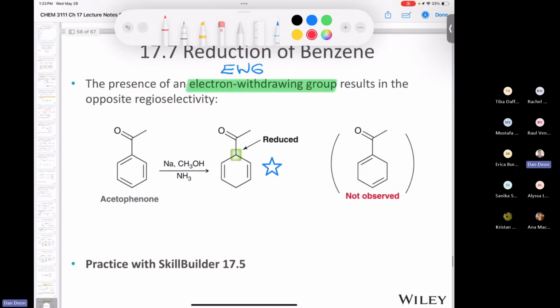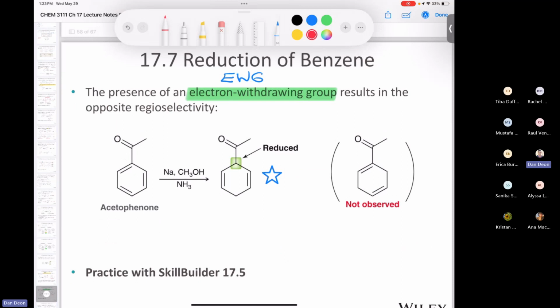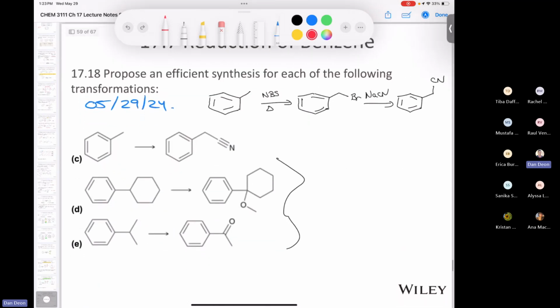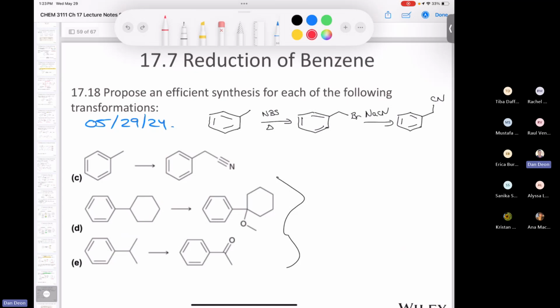However, if you have an electron withdrawing group, something that is pulling electron density away, right? With a carbonyl, we have a dipole going in this direction. In that case, that carbon is going to get reduced, right? Because the anion that's formed is going to be stabilized by the electron withdrawing group, okay? And so you need to be aware of that. And with that in mind, that brings us to these last two problems here.